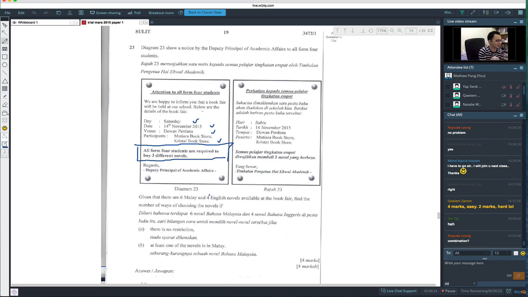I draw a bracket one. I draw a rectangle. Given that 6 Malay and 4 English novels are available at the book fair, find the number of ways you can choose. This is a combination basically. You have 6 Malay novels and 4 English novels. Without restriction, if you want to choose 3 novels, it's just 10 books, you choose 3. Because in total you have 10 books, right? 6 Malay and 4 English. Then 10C3, you use a calculator, equals 120.